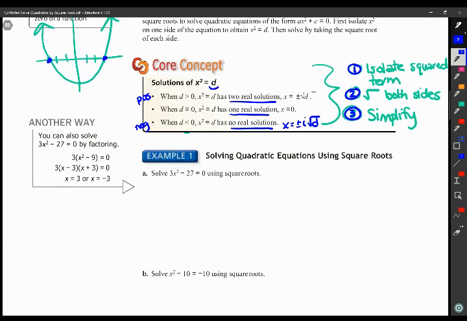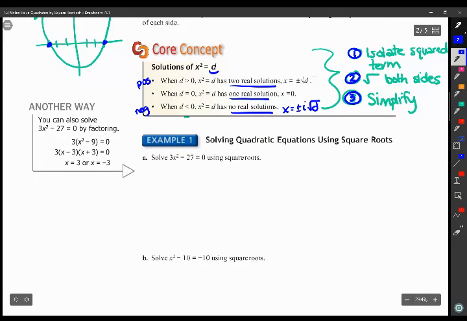As I look at example 1, I look for the square term. This is my square term, and I'm trying to get it by itself. So I'm going to add 27 to both sides, and I get 3x squared is equal to 27. The next thing I need to do is isolate the squared term because it's not all by itself yet. It's getting there, but not quite. So I have to get rid of this 3. The way I get rid of the 3 is I'm going to divide, because it's connected through multiplication. So I'm going to divide by 3, divide by 3, and this gives me x squared is equal to 9.